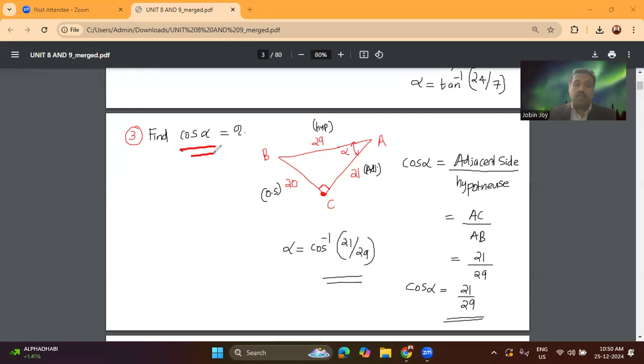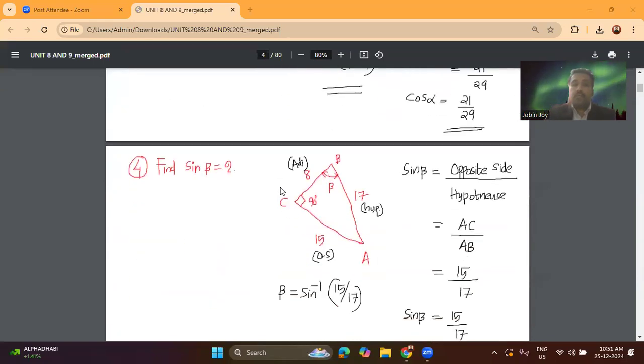Here I am calculating cos alpha. What is the relation to find cos alpha? Cos alpha equals adjacent side divided by hypotenuse. So that is AC divided by AB. That means 21 by 29. So the answer is cos alpha is equal to 21 divided by 29. Question number 4.